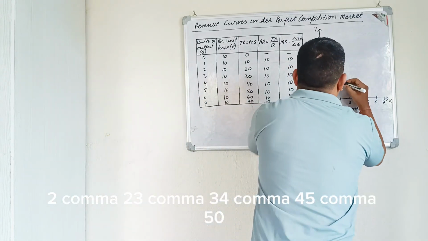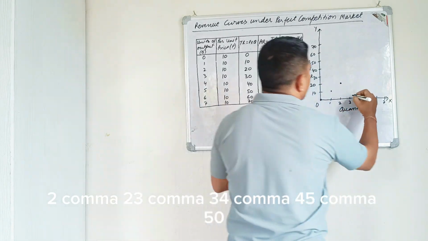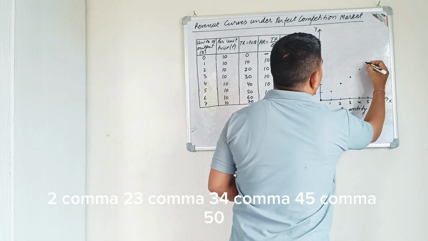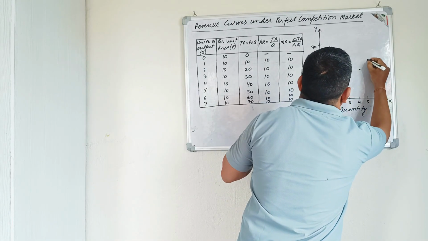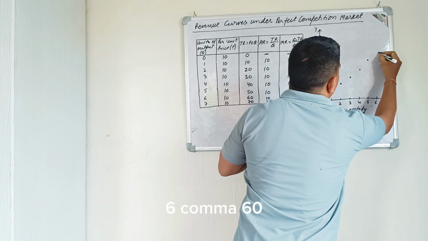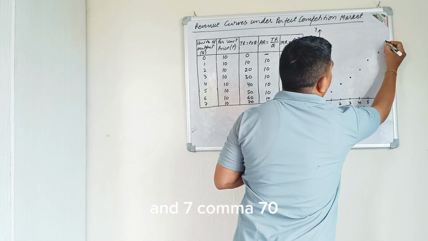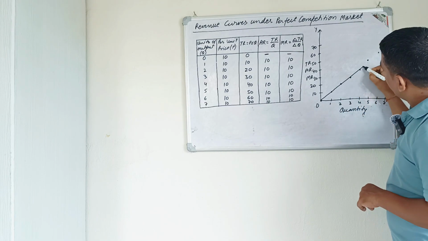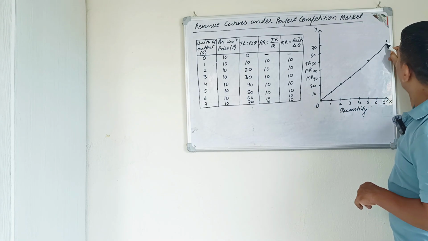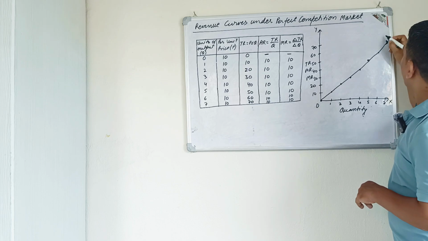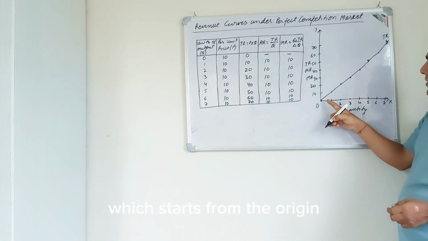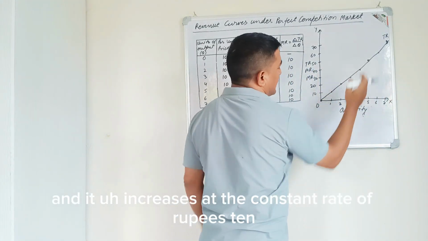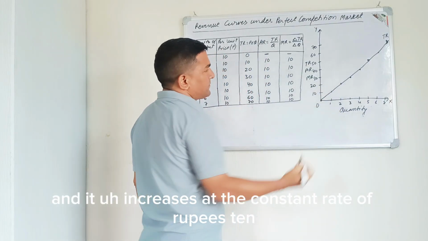2, comma 20, 3, comma 30, 4, comma 40, 5, comma 50, 6, comma 60, and 7, comma 70. Joining all these points, we obtain the total revenue curve, which starts from the origin, and it increases as the unit of output sold increases, and it increases at the constant rate of rupees 10.